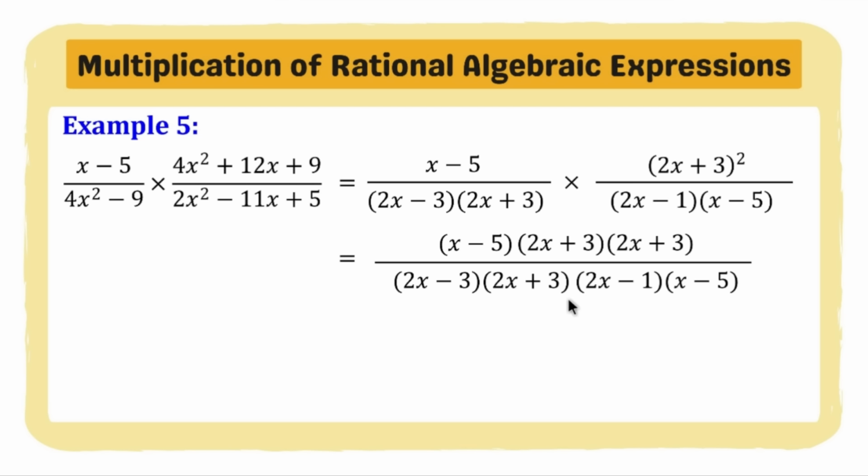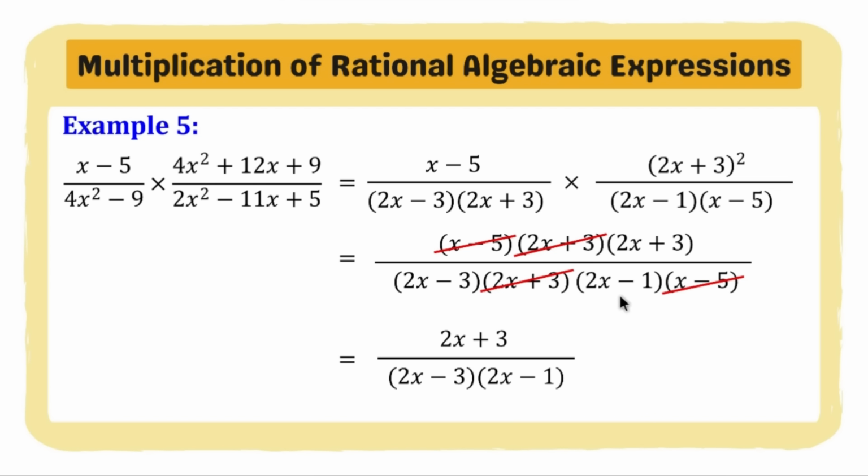Ano yung mga pare-parehas dito sa numerator and then sa denominator. So we have x minus 5. Meron ba? Yes, may partner siya dito. Cancel natin yan. 2x plus 3. Meron ba? Meron. Cancel out natin. 2x plus 3. Meron? Wala. Okay, wala na po. So, ang naiwan dito sa numerator ay 2x plus 3 at ang nasa baba naman ay 2x minus 3 times 2x minus 1. There you go. This is now the final answer.